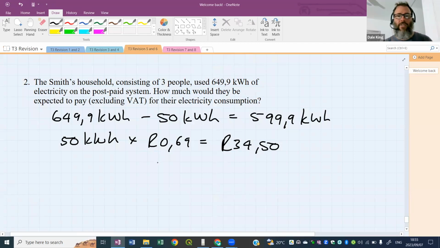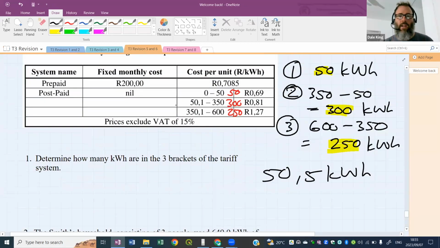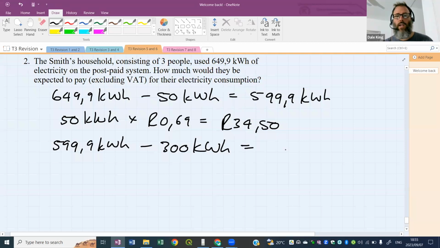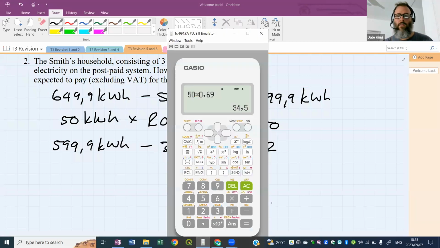I still have 599 kilowatts left. Well, the second bracket has 300 kilowatts in it. So I'm going to move all the way through there and go into the third one. All the kilowatts in the second bracket come to 300. So I'm moving through that bracket. I've got 599.9. The second bracket has 300 in it, so I'm going to take 300 and charge it at a new rate. This leaves us with, let's check it out, 599.9 minus 300.